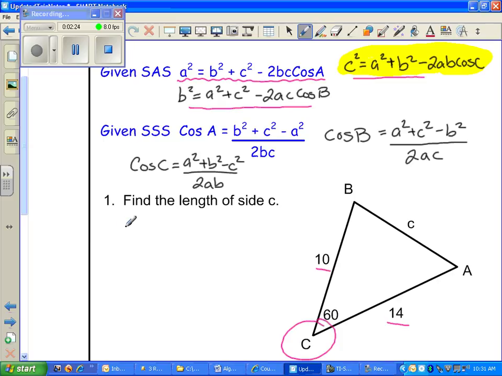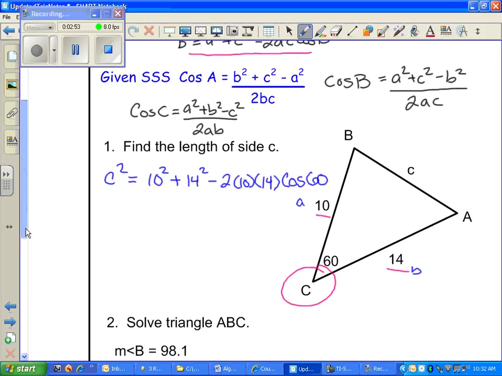So C squared equals A squared. Remember, A is across from angle A, so A is 10. So 10 squared plus B is across from angle B, so B is 14. 14 squared minus 2 times A is 10 times B is 14 times cosine of angle C, which is 60. So we filled it in.